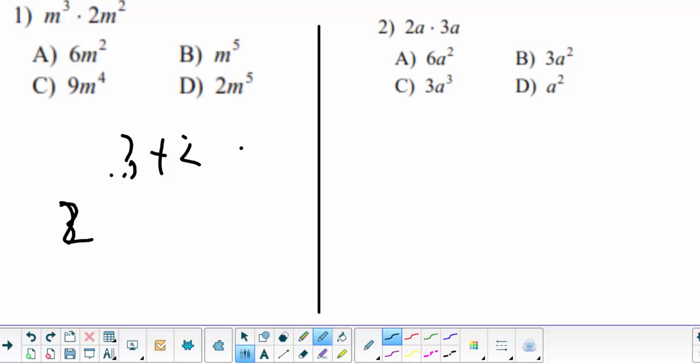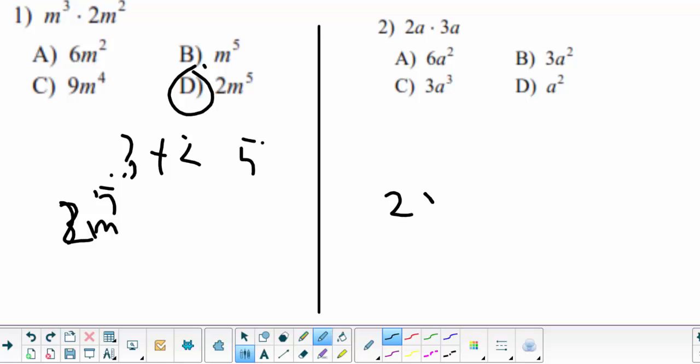All right, I think he's writing 3 plus 2 because we're adding the exponents, so you get a 5. So I believe that says 2m to the 5th. Is that correct? Yeah. So the answer is D. All right, let's do the next one.